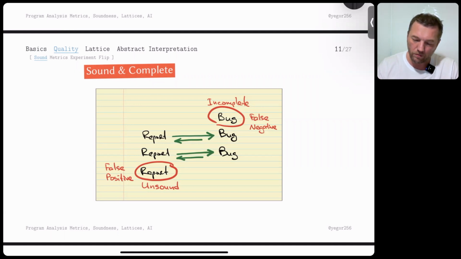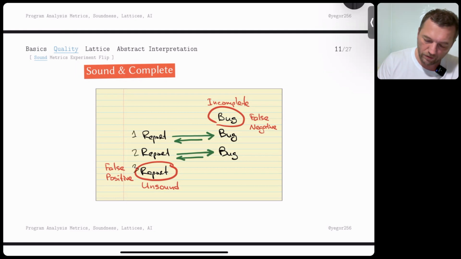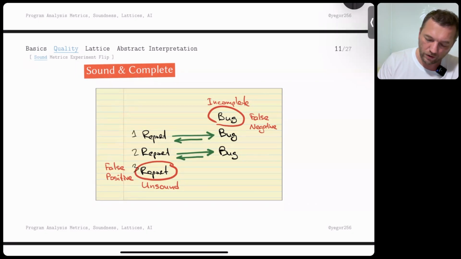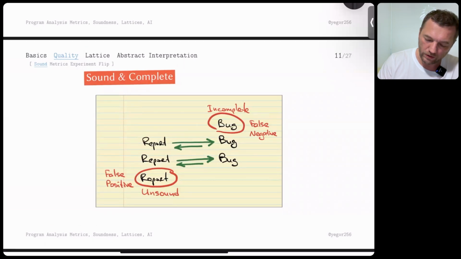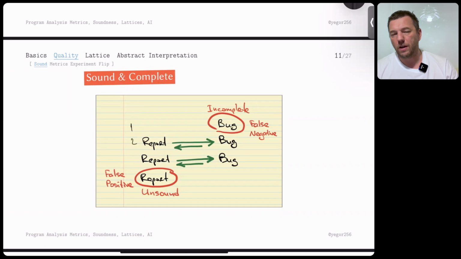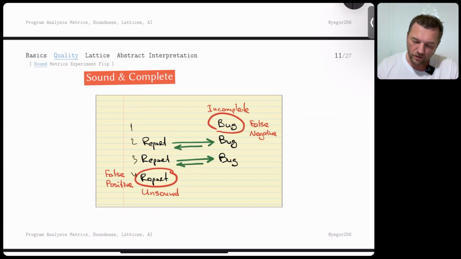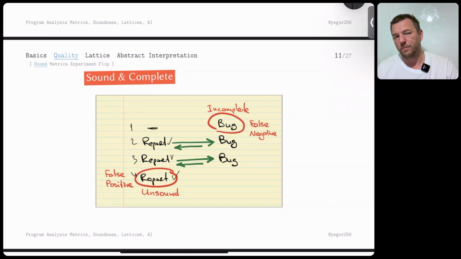So I give this analyzer 3 programs. This is 1, this is 2, this is 3. So I run 3 experiments, and all the time the analyzer tells me whether the bug is there or not. In this case, the tool says, no, there is no bug. And here the tool says, yes, there is a bug. And here the tool says, yes, there is a bug. And here as well, it says there is a bug.